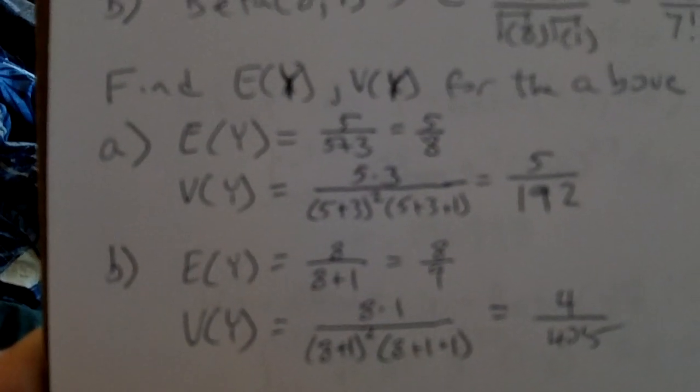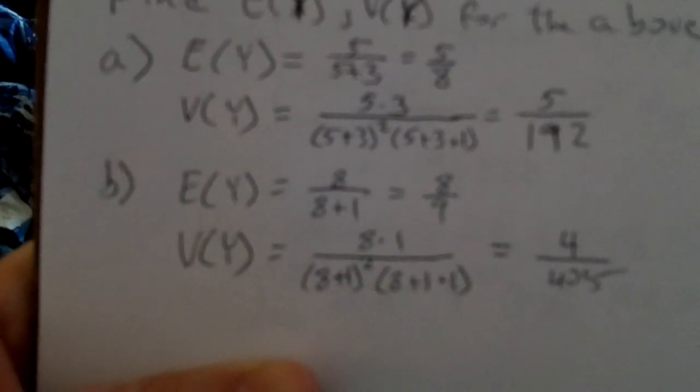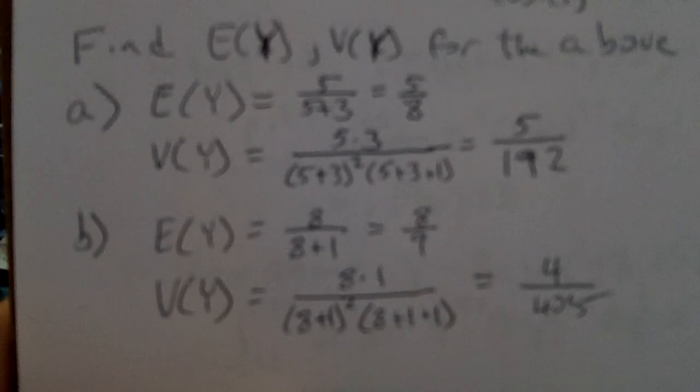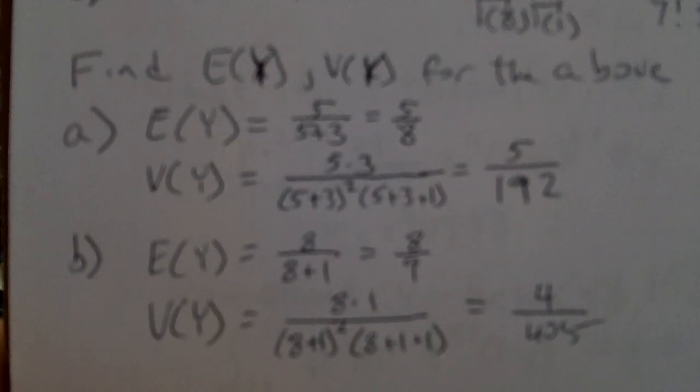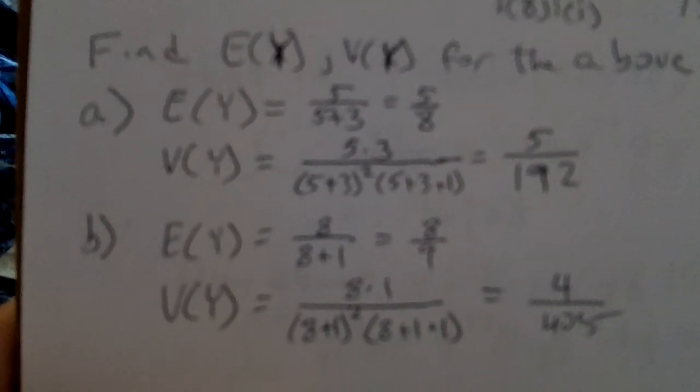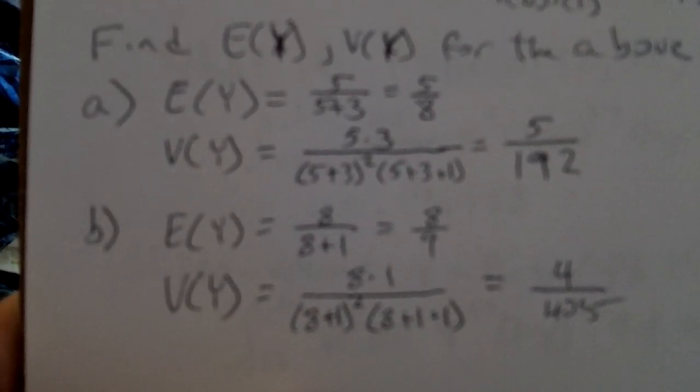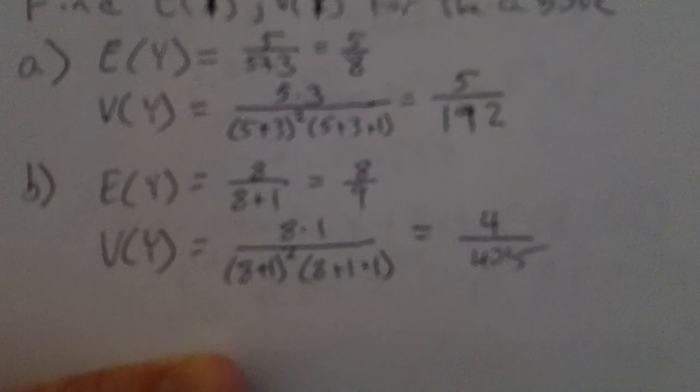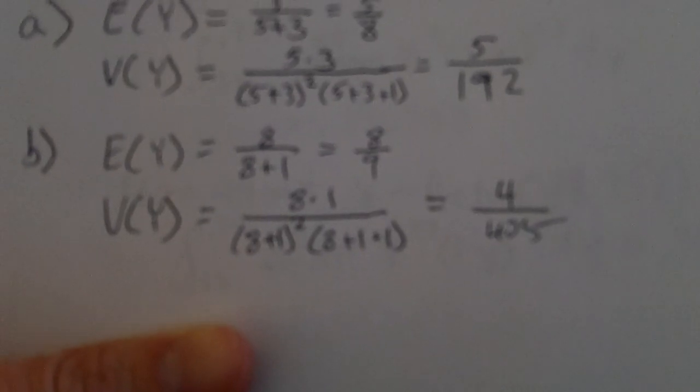For the values of the mean and the variance, the standard deviation, although I didn't write them, this is basic plug and chug into the formulas that we got. So in the first case, 5/8 and 5 over 192. In the second case, 8 over 9 and 4 over 405.